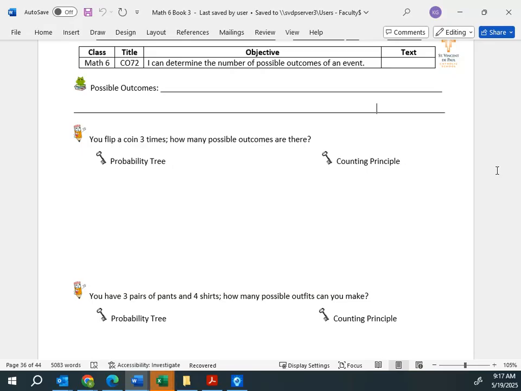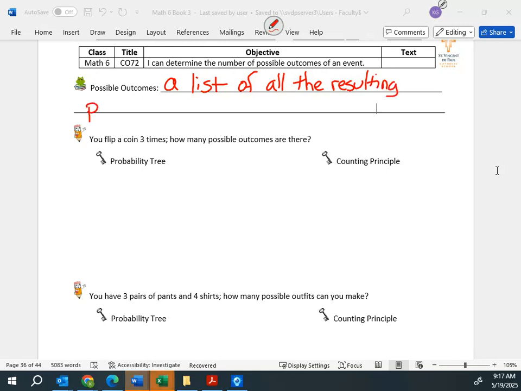So today we are starting with CO72. I can determine the number of possible outcomes of an event. So first thing is to know what possible outcomes means. Possible outcomes is a list of all the resulting possibilities from an event.